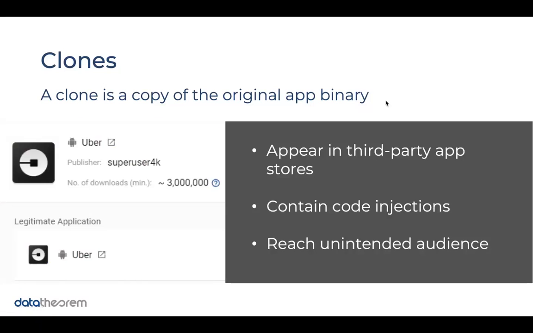And so how easy is it to find this? Well, let's take a look here. This is an example we have. And on the bottom, you'll see that this is the legitimate application for Uber. You see the icon, you see the app name.